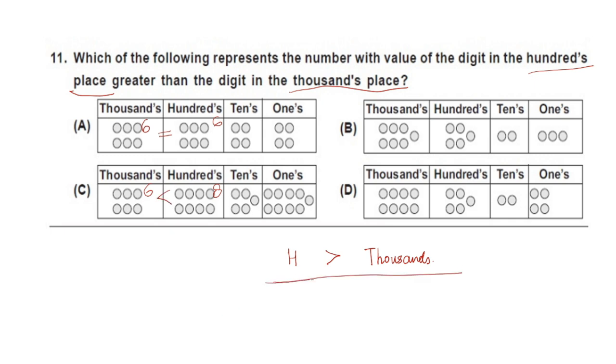And we are looking for that which has hundreds place greater than thousands, or in other words, thousands less than hundreds. So which we find in option C. If you want to check others, you can just do quickly check. This is 7 and this is 5. And here thousands is greater than hundreds. Similarly, here also thousands is greater than hundreds. So your answer is option C.